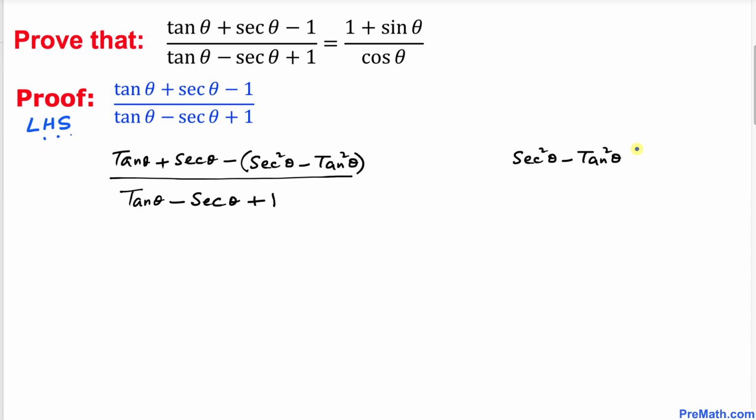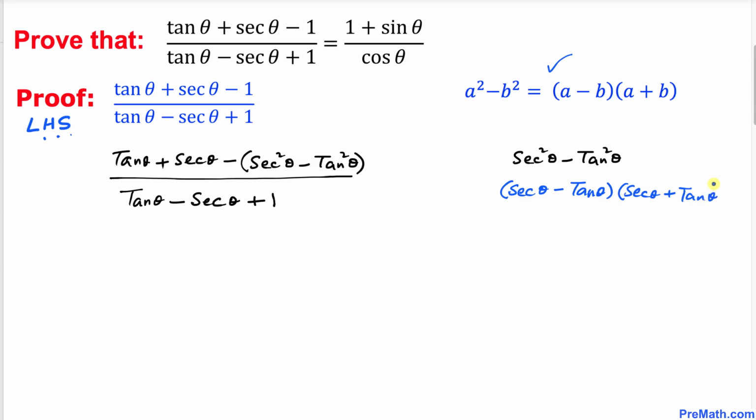And here I have copied it down, and we can see that this represents the difference of two squares. So therefore, we are going to use this formula. So therefore, this could be written as secant theta minus tangent theta times secant theta plus tangent theta.